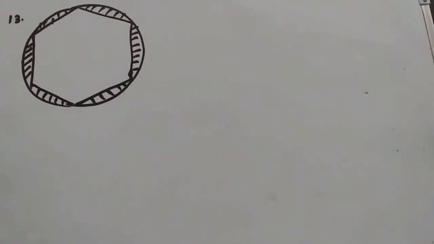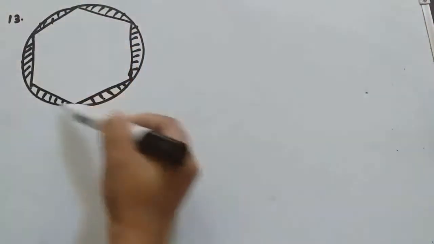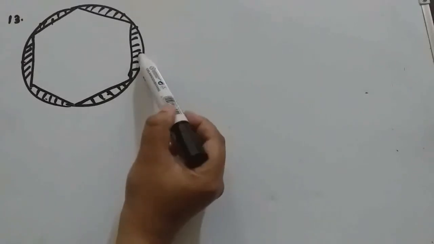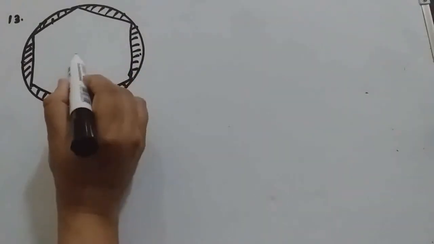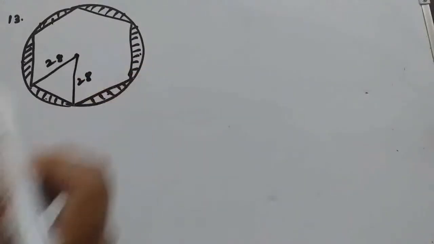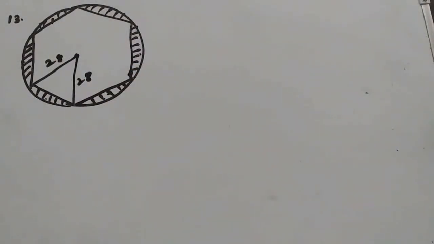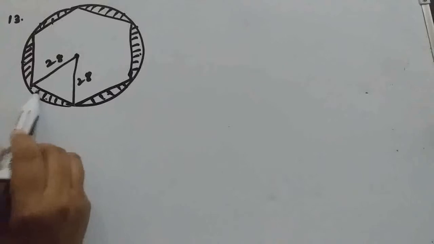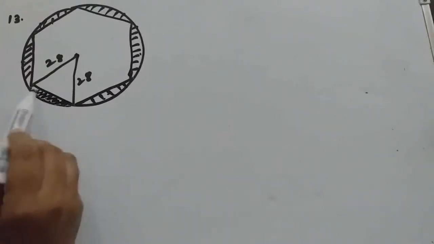In question number 13, it is given a round table cover has 6 equal designs. These are the 6 equal designs and radius is given 28. Okay, this is also 28. So find the cost of making the design at the rate of 0.35. So first what we will do, we will find the area of one design. Okay, that means this area.